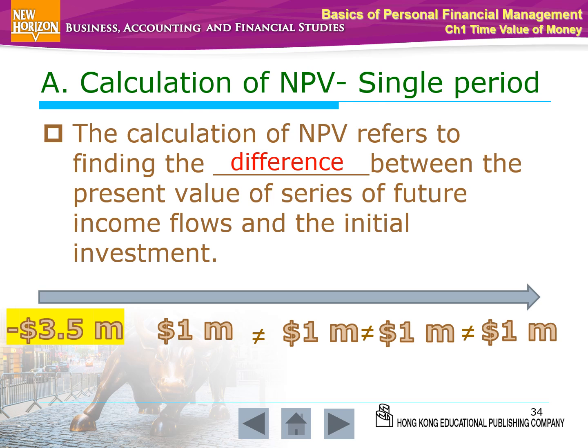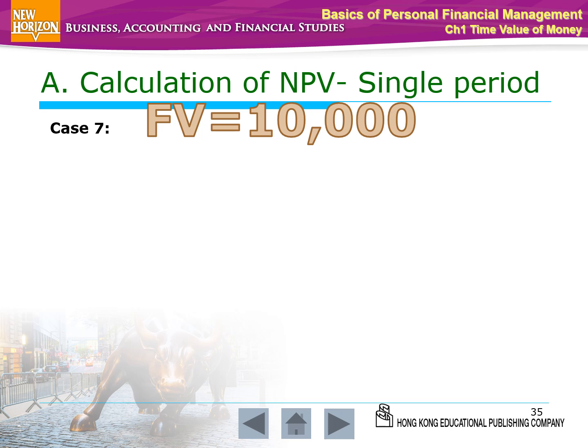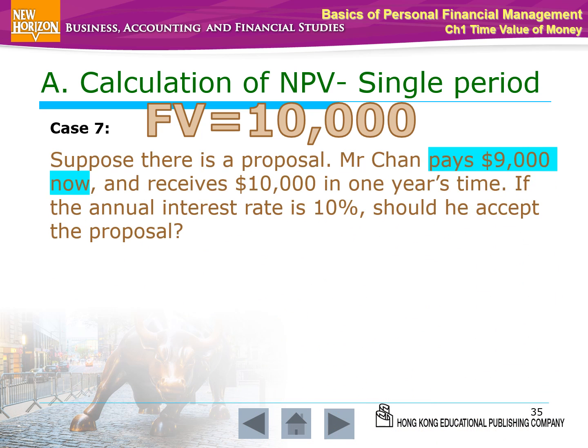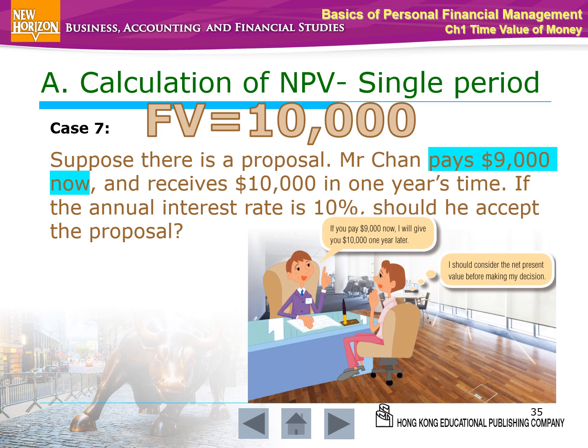Remember this picture. Before we go on to a more difficult question, let's look at this simpler question. Suppose there is a proposal. Mr. Chen pays $9,000 now and receives $10,000 in 1 year's time. If the annual interest rate is 10%, should he accept the proposal? You are Mr. Chen. You sit in front of the manager telling you that you pay $9,000 now, and the manager in purple suit will give you $10,000 1 year later.